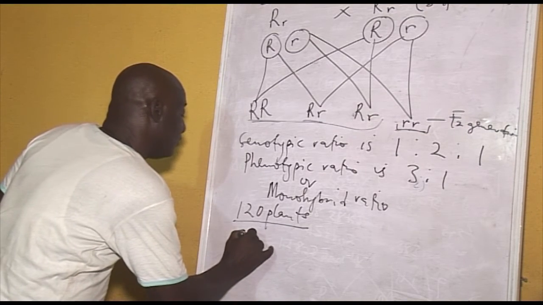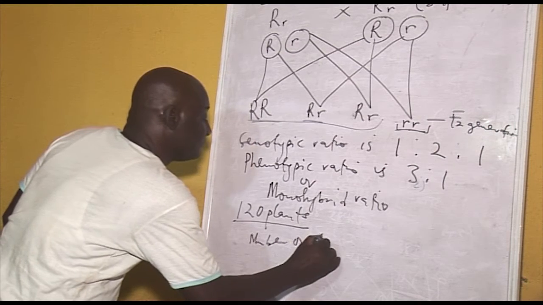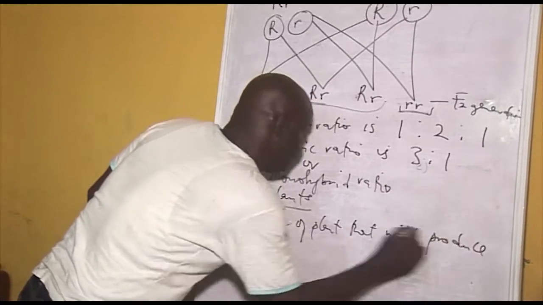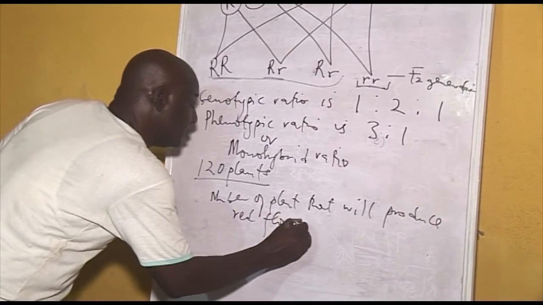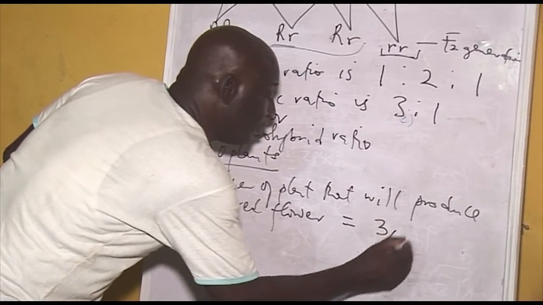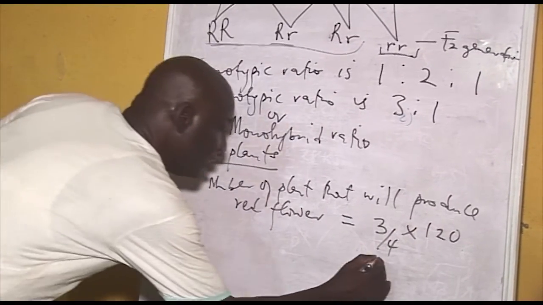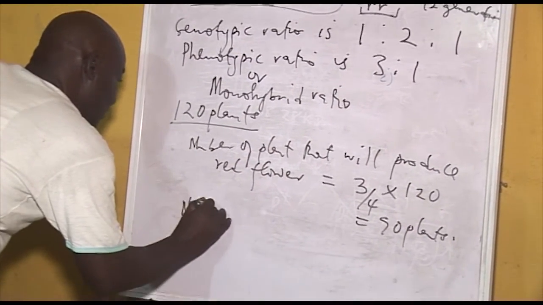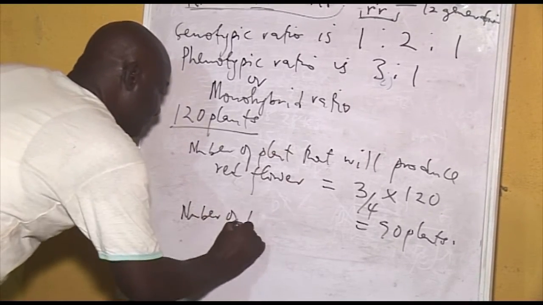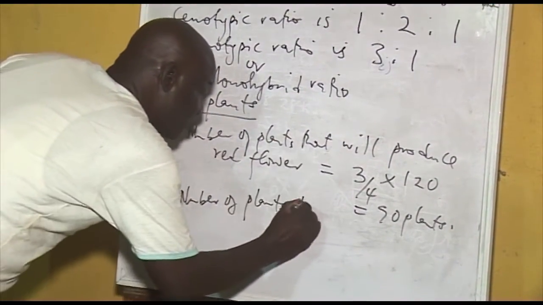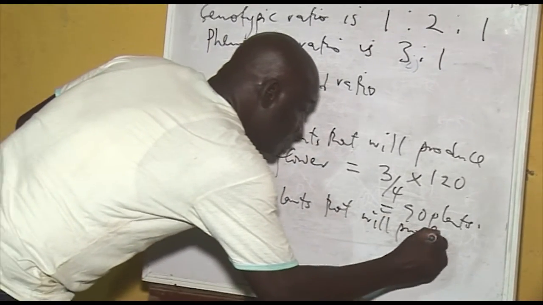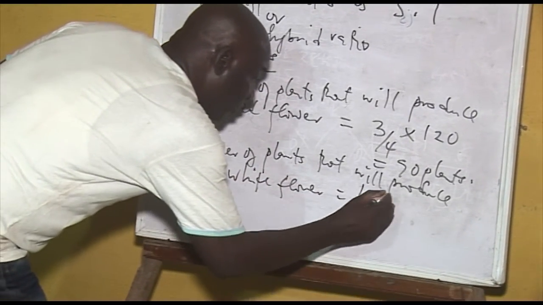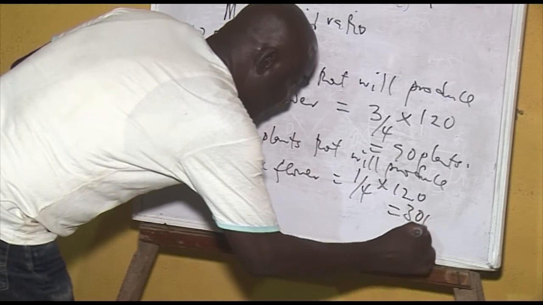So the number of plants that will produce red flower is equal to 3 over 4 multiplied by 120, giving us 90 plants. Now, the number of plants that will produce white flower is equal to 1 over 4 multiplied by 120, giving me 30 plants.